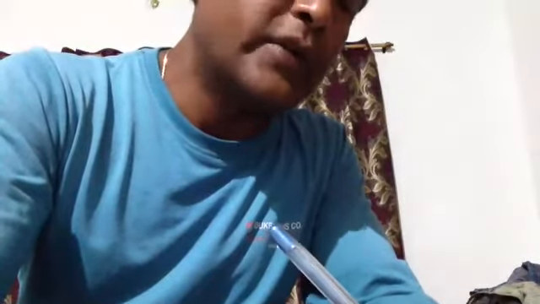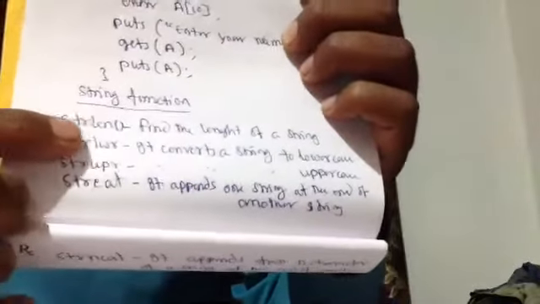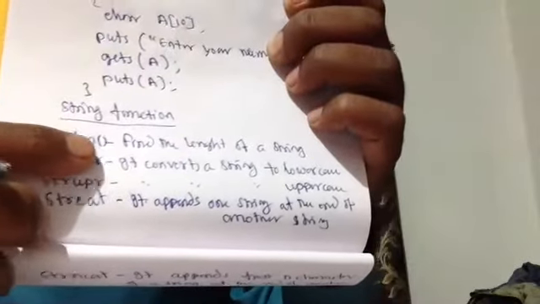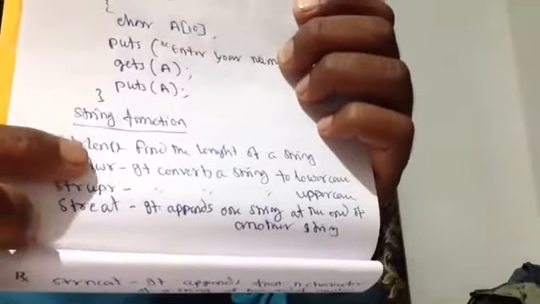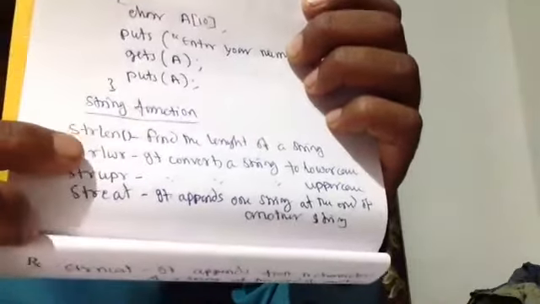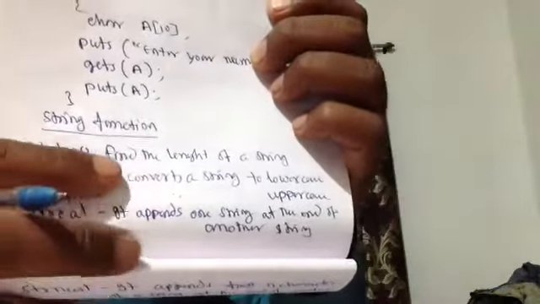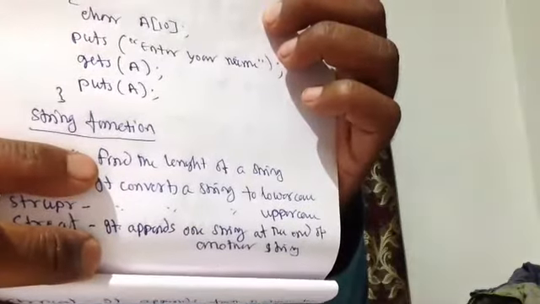Whatever I am going to say, all are ended by a pair of parentheses, meaning this is a function. What type of function? This is an inbuilt function. This is called string length. I make it short form: str for string, len for length. So what will it do? It finds the length of a string.